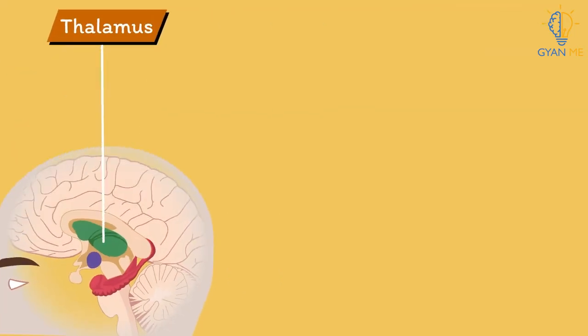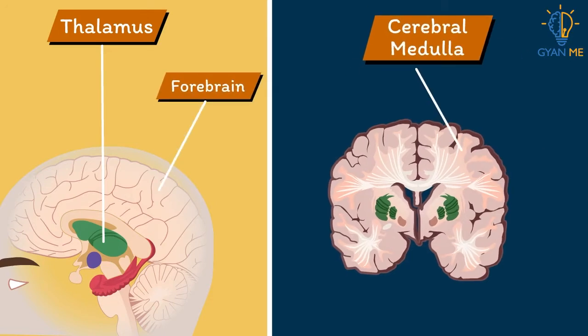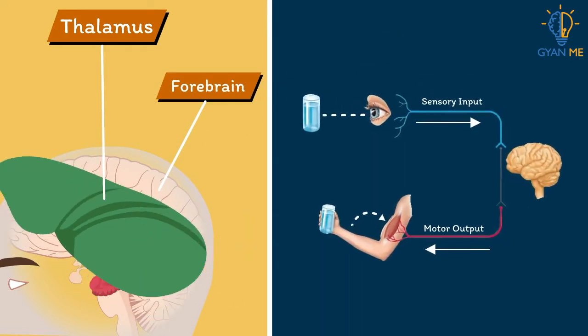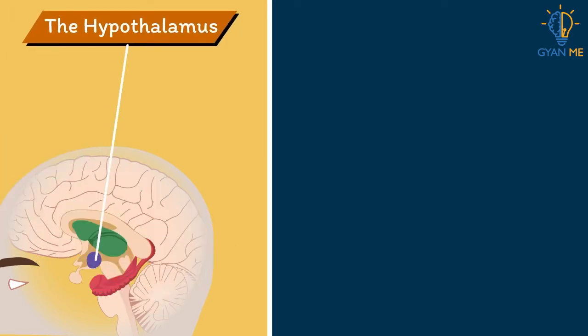First, let's see about thalamus. Thalamus is present in cerebral medulla of the forebrain. Thalamus is a major conducting center for sensory and motor signaling. It acts as a relay center, that is, it sends signal to organs like muscles and glands. Now let's see the hypothalamus.